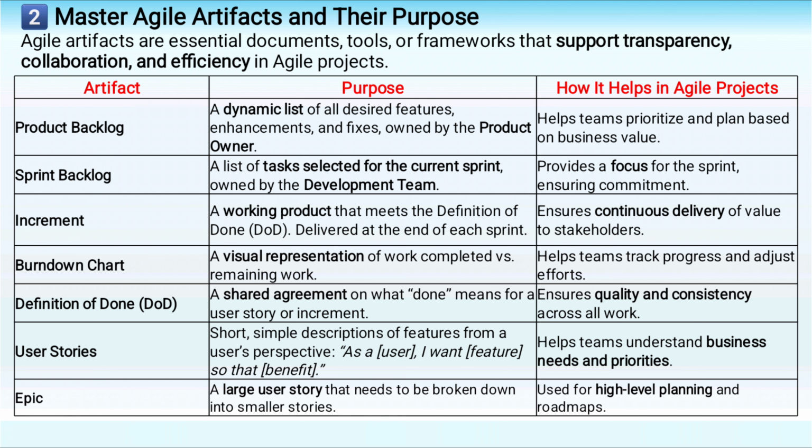Product backlog. This is the master list of all desired work. It's dynamic and managed by the product owner. It evolves with stakeholder needs. Sprint backlog. A subset of the product backlog, chosen by the team for delivery in the upcoming sprint. It includes tasks, design ideas, and sprint goals. Increment. The usable product or functionality that results from the sprint. It must meet the definition of done.